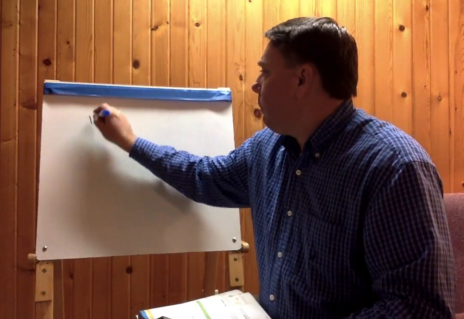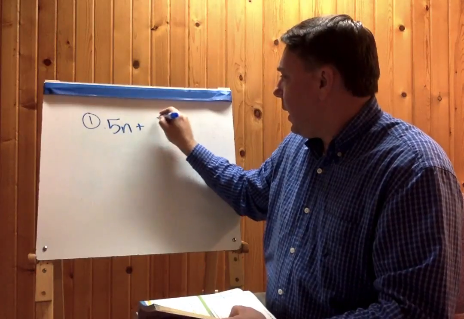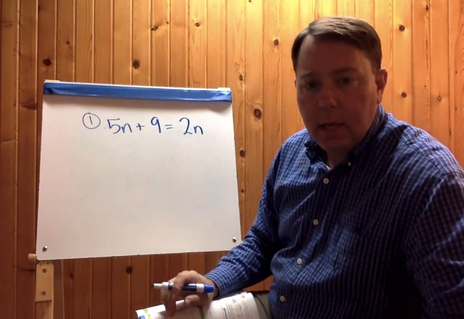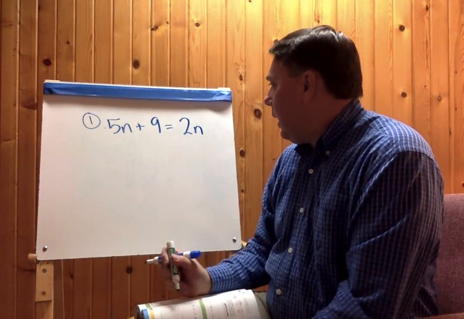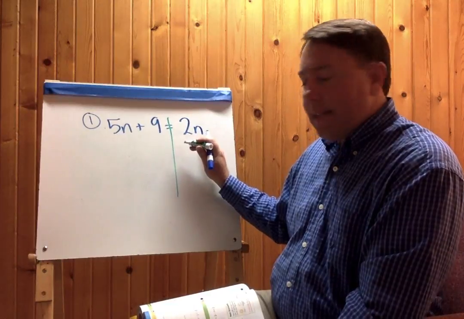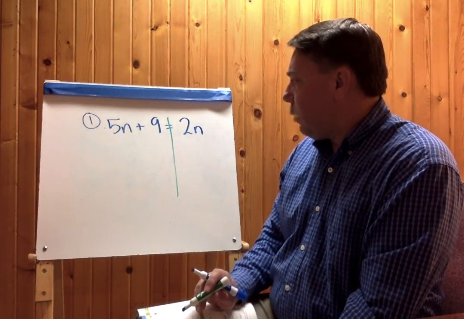But question number 1, 5n plus 9 equals 2n. Now you can see here where we have an equal sign, and if you draw a line that divides this equation into a left side and a right side. So what you want to do is get all the variables on one side of the equation.